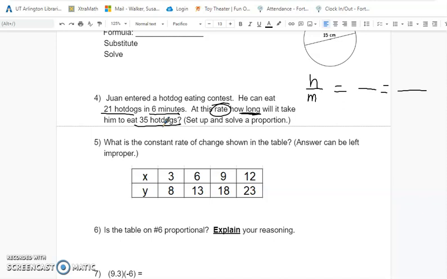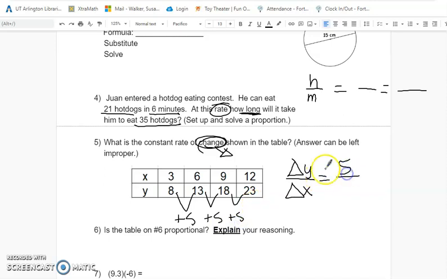Number 5, what is the constant rate of change? Answer can be left improper, guys. We've talked about this many times. Constant rate of change, delta y over delta x. Delta means change. Delta y, even though I put it on top, I find it on bottom first, okay? 8 plus what is 13? 13 plus what is 18? 18 plus what is 23? Hopefully you know that's plus 5 each time. Okay, now you find delta x.